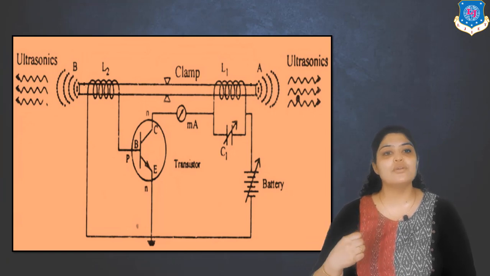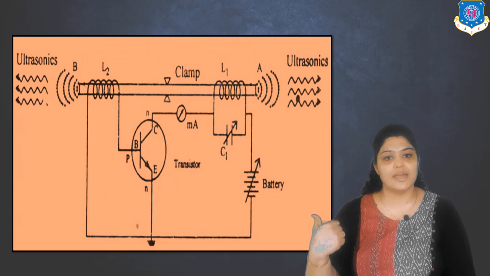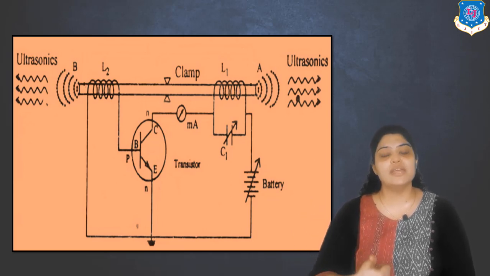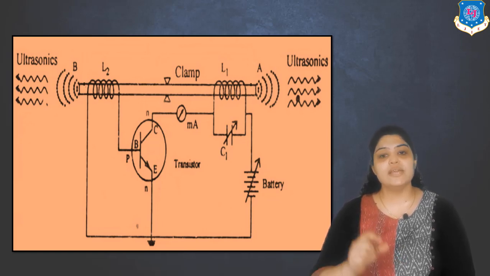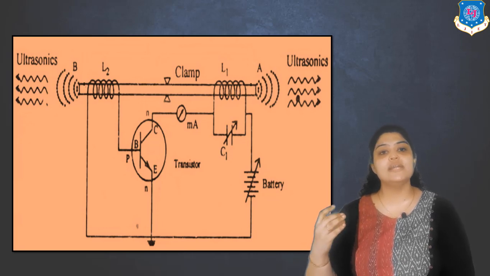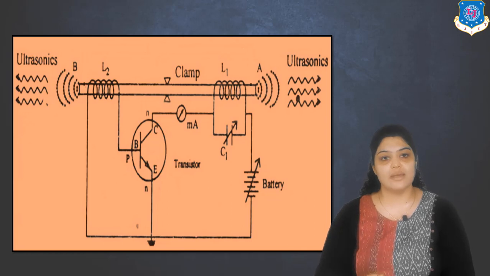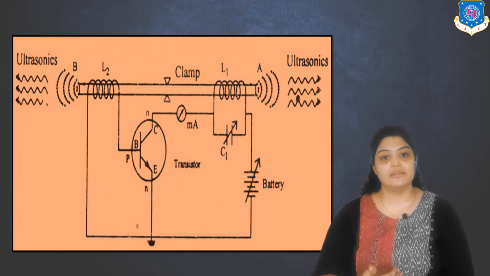In this, you can see a rod AB which is clamped in the center. So, clamping is also shown in the diagram. Then you can see a coil L1 with a variable capacitor, and this is connected to a milliammeter. There is a battery which is a variable battery, and this entire LC oscillator is connected between the collector and emitter of the transistor as shown in the diagram. Then there is a coil L2 which is connected between base and emitter.